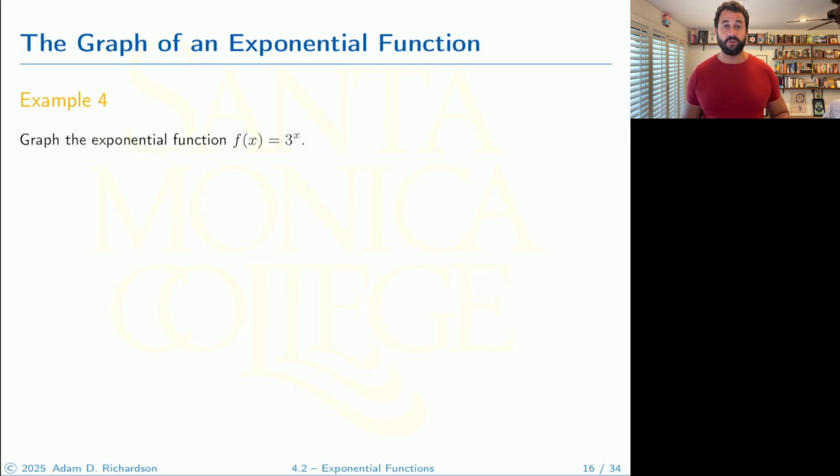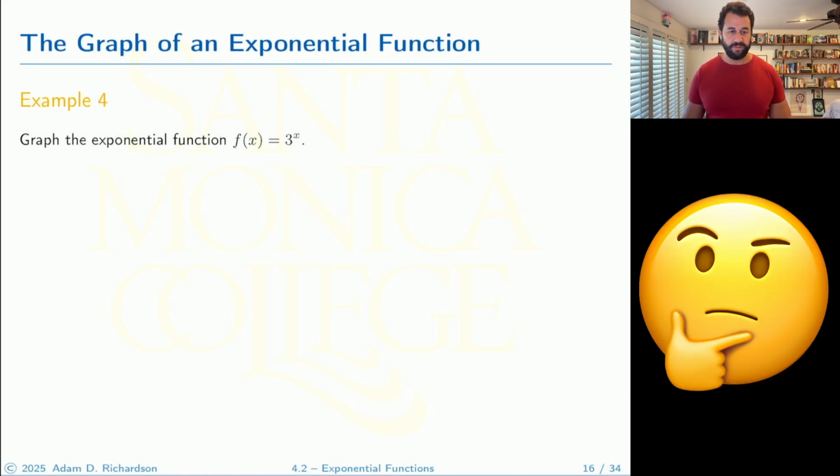Let's talk a little bit about the graph of an exponential function. This is one that I want you to try on your own, first by just plotting some points. So I want you to try to graph 3 to the x, and just start by plugging in some points. Maybe some good points are -1, 0, 1, 2, and 3. Try to do that, okay?